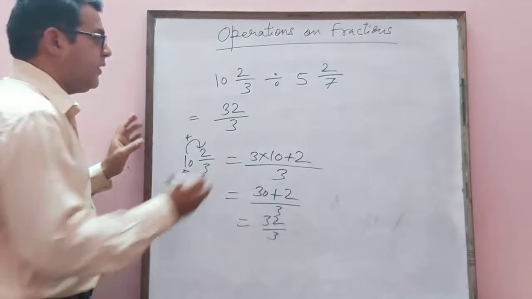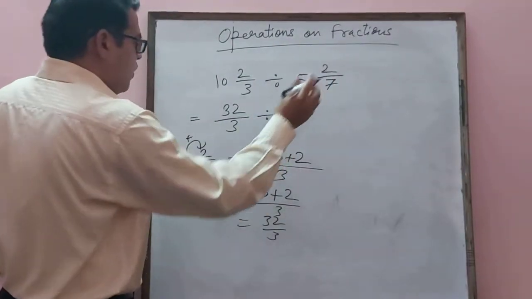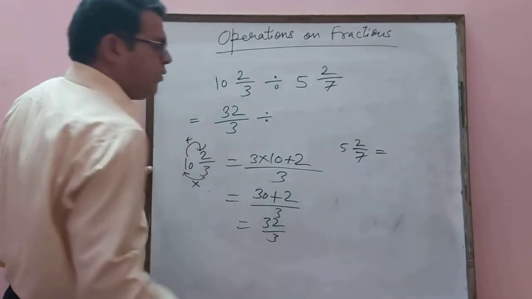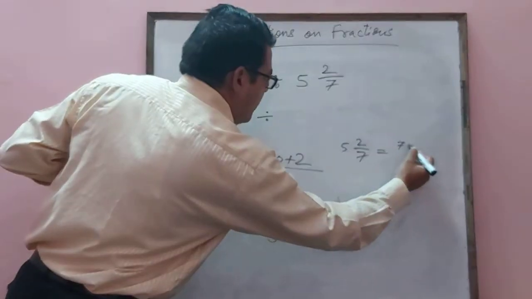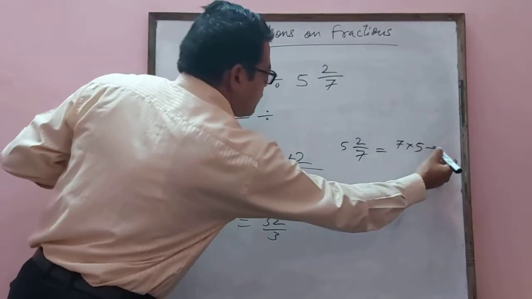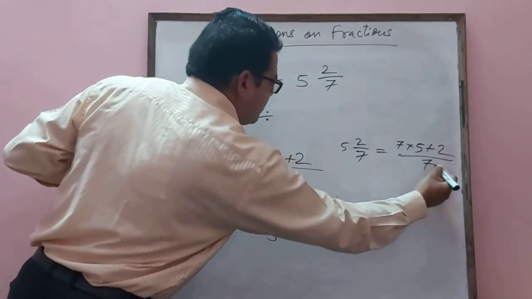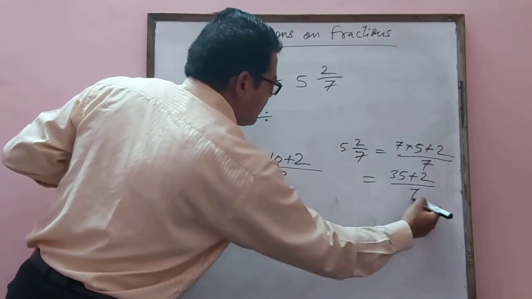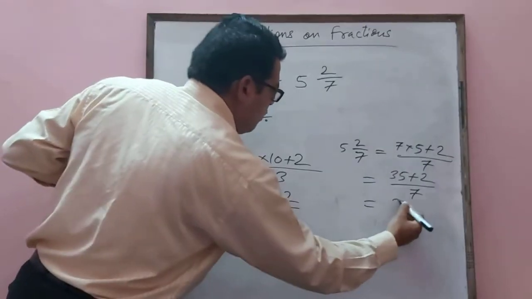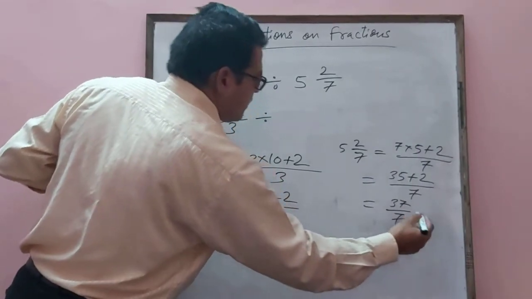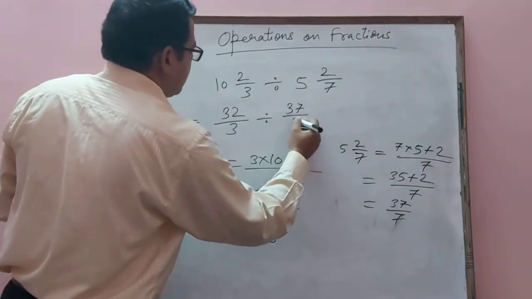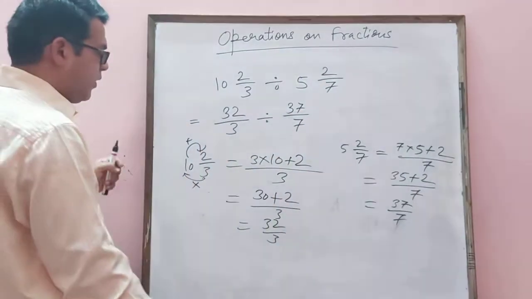Similarly, we have to convert this 5 whole 2 by 7 into improper. So 7 into 5 we can write here, then plus 2 we can write, then downside 7 is there. 7 5s are 35 plus 2 by 7. So 35 plus 2, 37 by 7 we can write. Hope you understand.